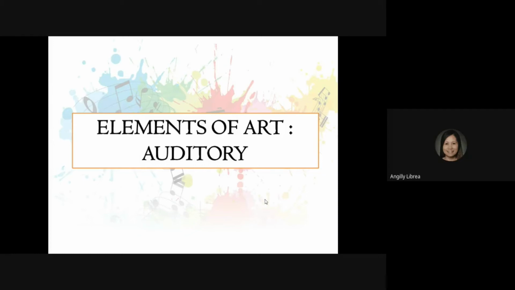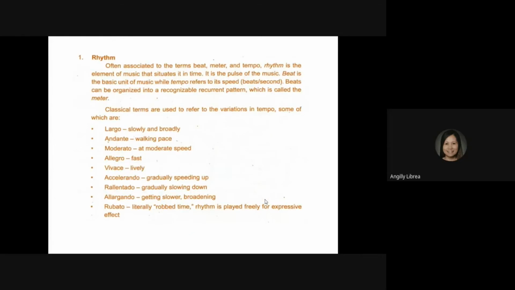Some of the common elements of music are the following. First is rhythm, often associated to the terms such as beat, meter, and tempo. Rhythm is the element of music that situates it in time. It is the pulse of the music. Beat, the basic unit of music, while tempo refers to its speed. Beats can be organized into recognizable recurrent pattern, which is called the meter.